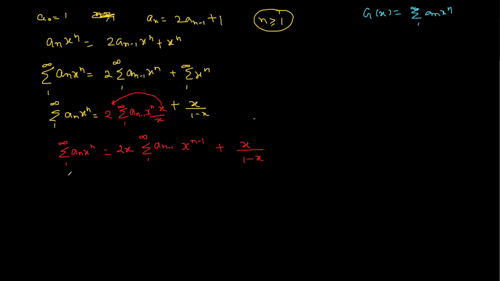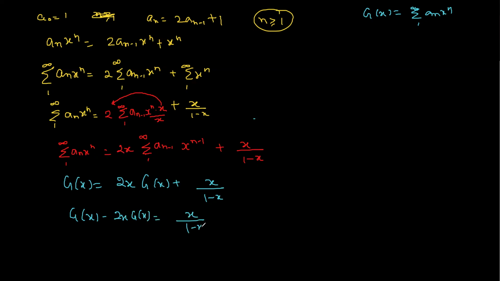Let's see. This is what? Gx. This is what? 2x gx. Understood? Gx can be common, right? Where? This is gx, right? This is also gx. So here this is replaced by gx and this is with gx. Understood?